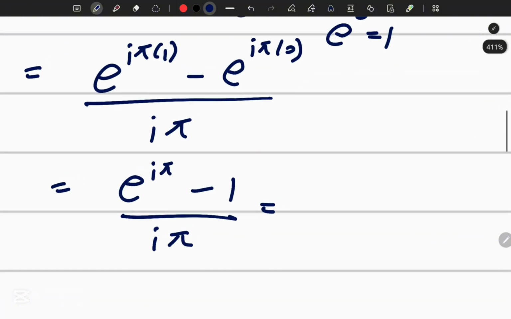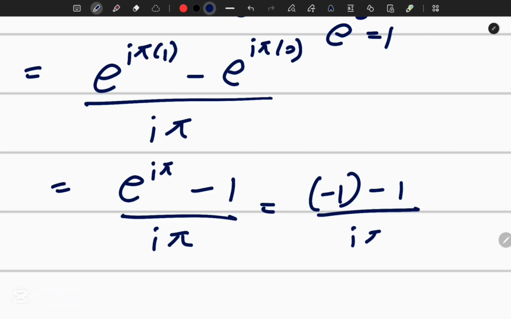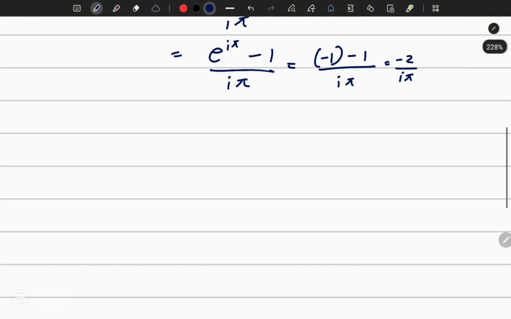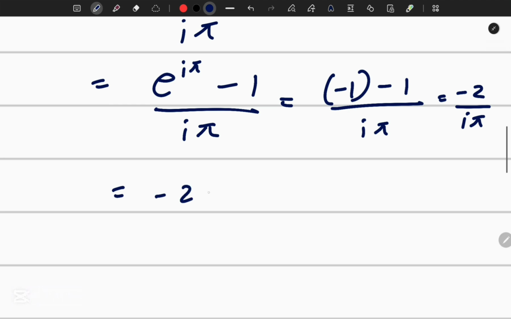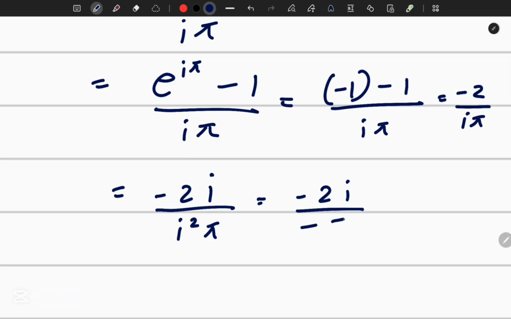Now, what I know is that e to the iπ is minus 1, so this becomes minus 1 minus 1 over iπ, which is minus 2 over iπ, right? Now I am going to multiply both up and down by i, so minus 2i over i squared times π. This is equal to minus 2i over minus π, which is 2i over π. So this is the answer.